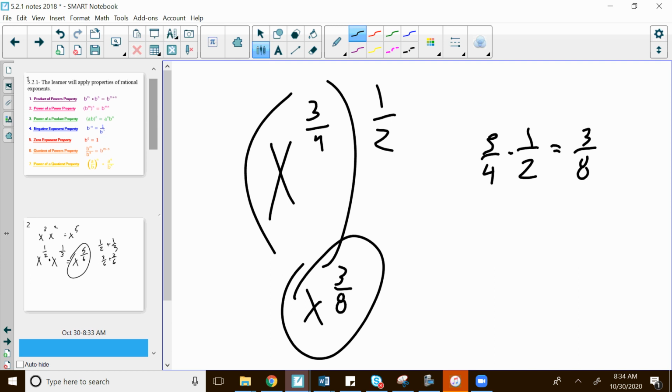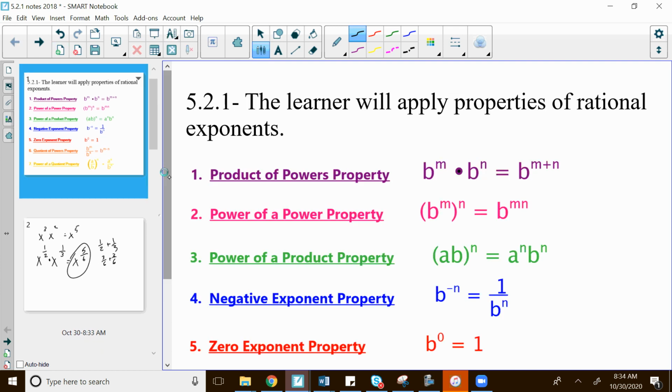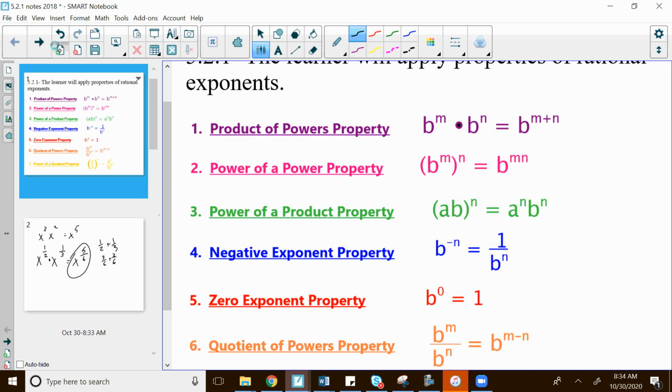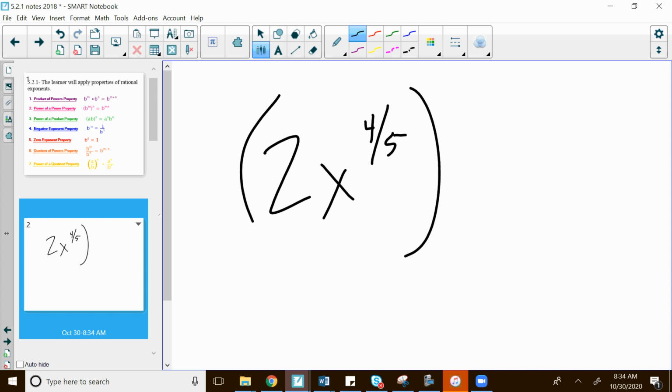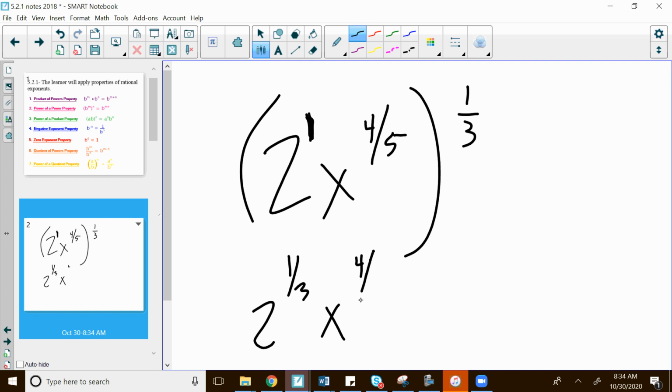When we are using property number 3, if there was a 2 and an x to the 4/5, and we're raising that to the 1/3 power, what do I multiply this 2 by? Well, the 2 has an exponent of 1. So 1 times 1/3 is 1/3. That's 2 to the 1/3 times x to the 4/15 is what that would be.